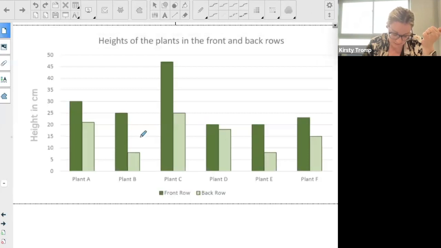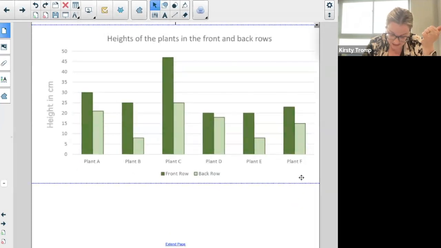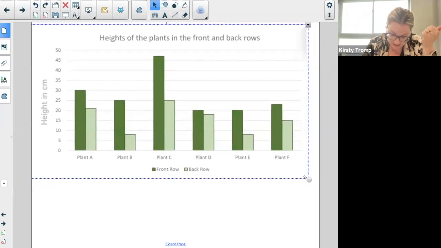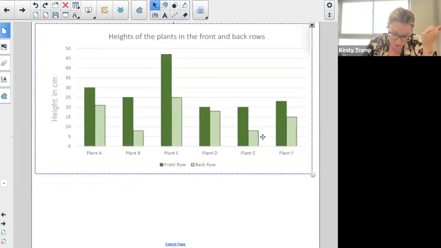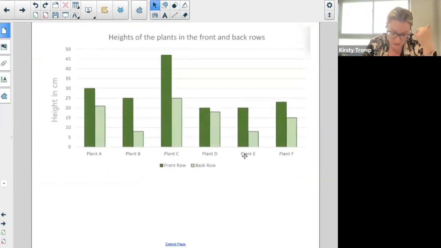There it is. There is my double bar graph. You can see again, I've got the x-axis and the y-axis. In the dark green, I've shown the front row, and in the light green, I've shown the back row. So there's a beautiful double bar graph.